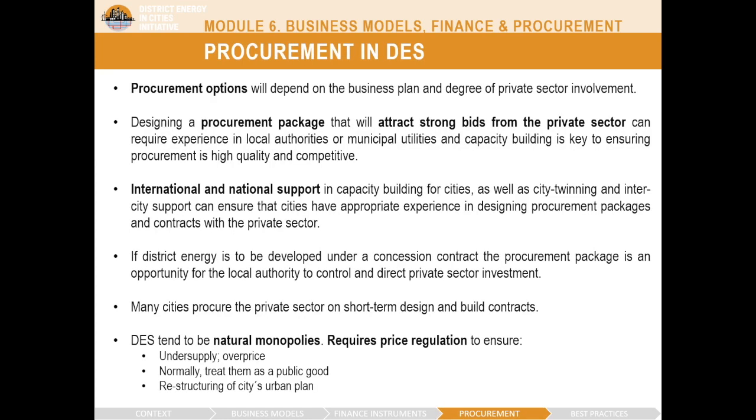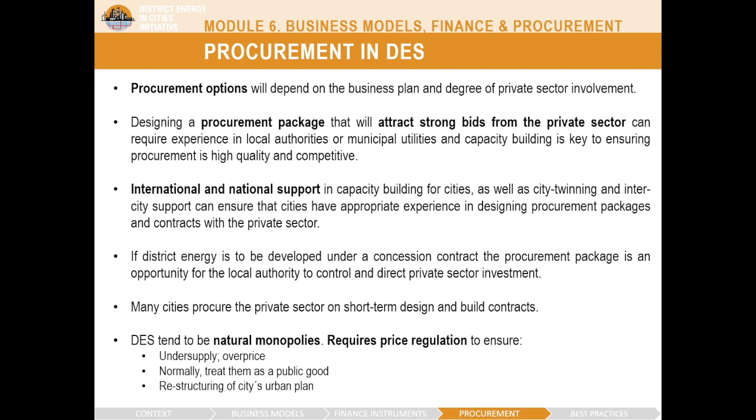Procurement in district energy systems. Procurement is the act of obtaining goods or services, typically for business purposes. Procurement is most commonly associated with businesses because companies need to solicit services or purchase goods, usually on a relatively large scale. Procurement options will depend on the business plan and degree of private sector involvement.